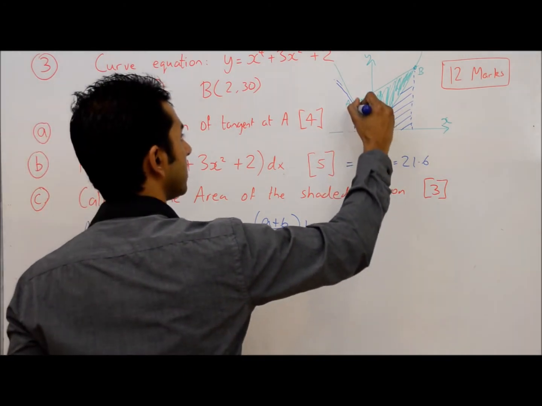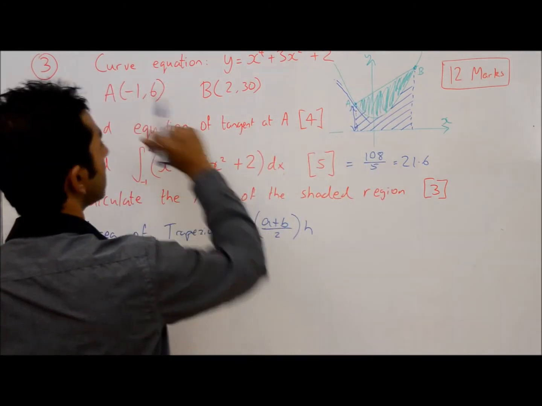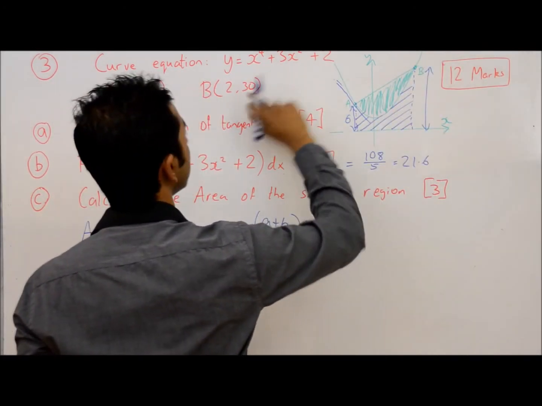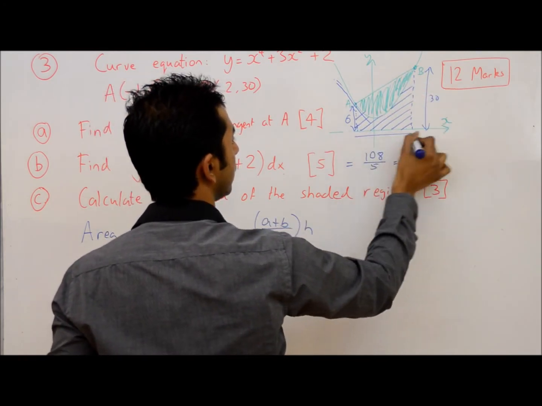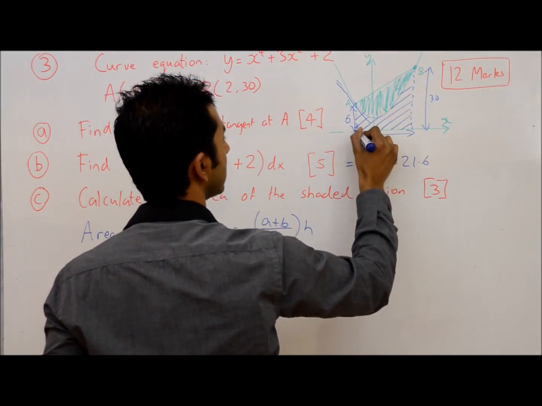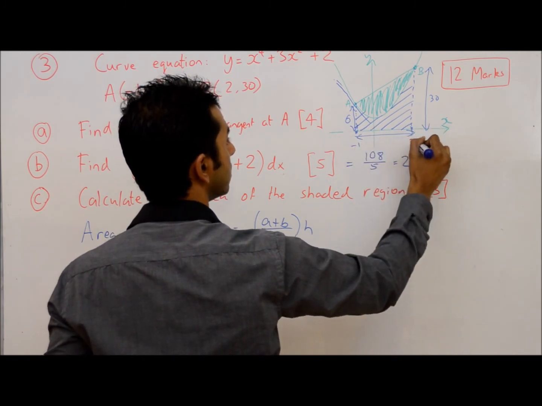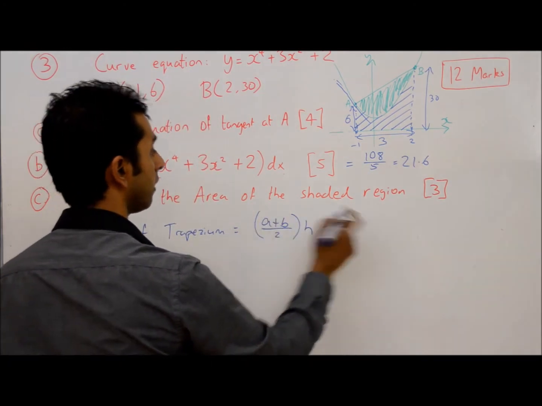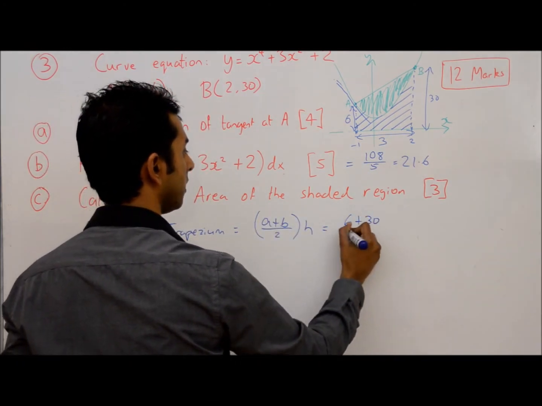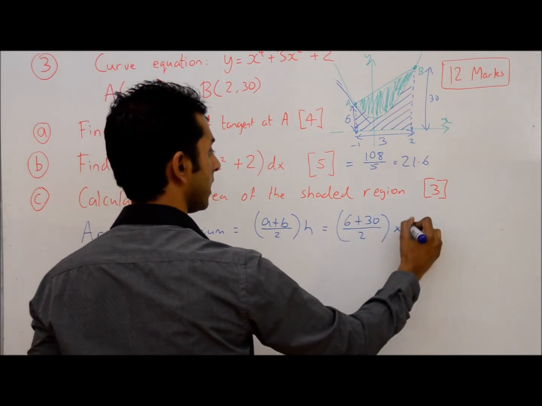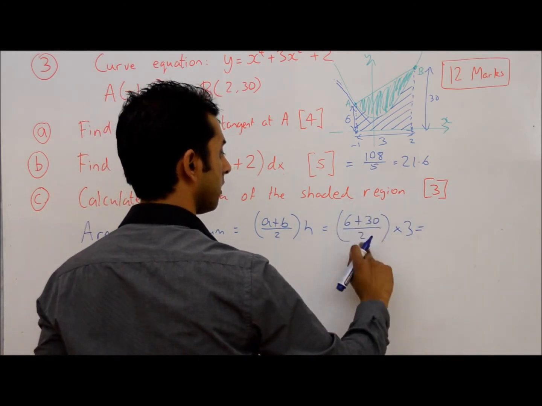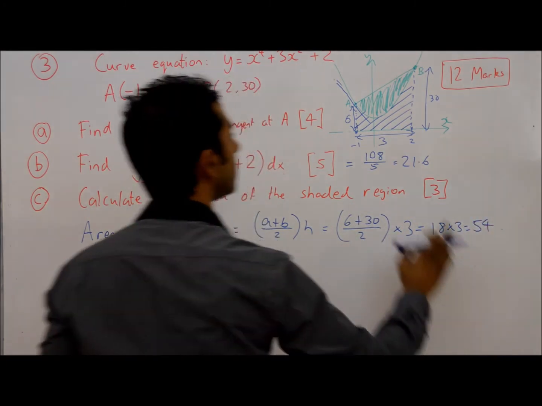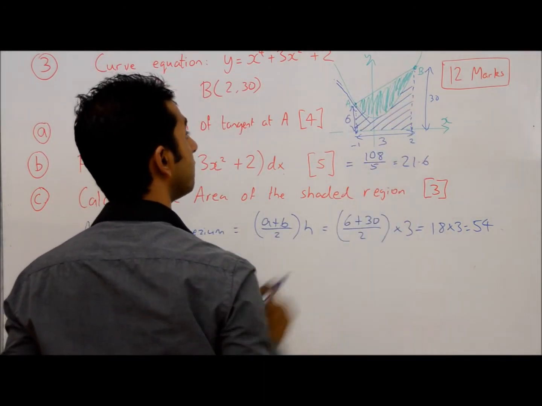Now A in this case is this length here, which we know is 6, and B is here, which we know is 30, and H is actually your width. So this is from minus 1, and this is to 2, so between minus 1 and 2, that's 3. So if we substitute these numbers in here, we have 6 plus 30 divided by 2 times H, which is 3. So that's 36 divided by 2 is 18, and 18 times 3 is 54. So the area of the whole trapezium is 54.